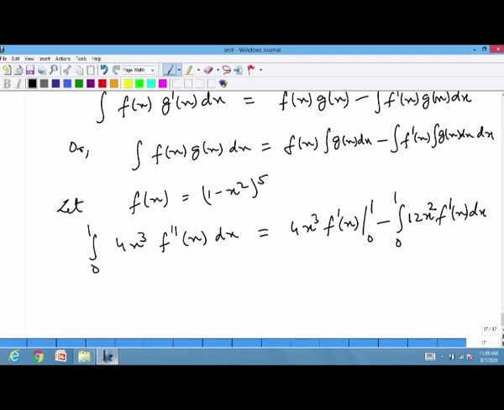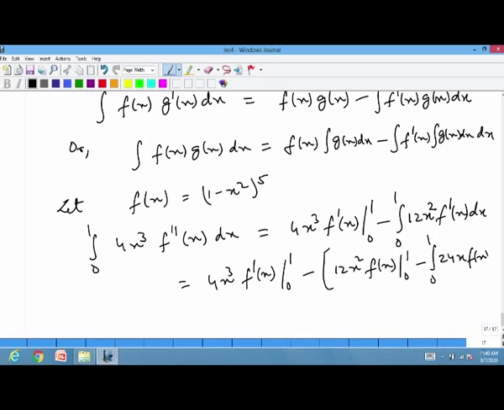Now, this we can again use integration by parts. So, this is 4x cubed f'(x) from 0 to 1, minus 12x squared times f(x) from 0 to 1, minus the integral from 0 to 1 of 12x squared, when we differentiate we get 24x, times f(x) dx.